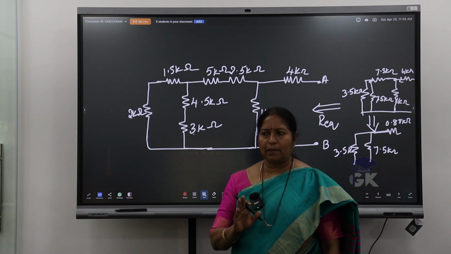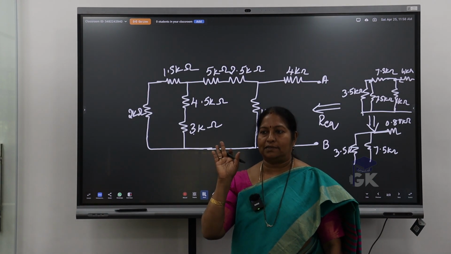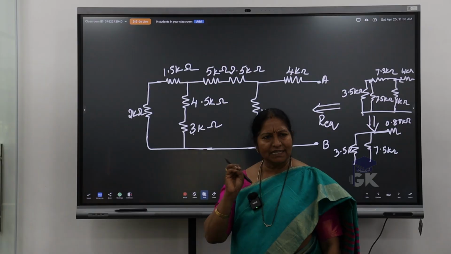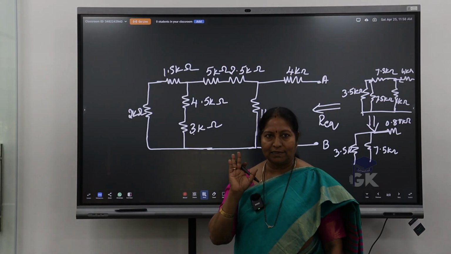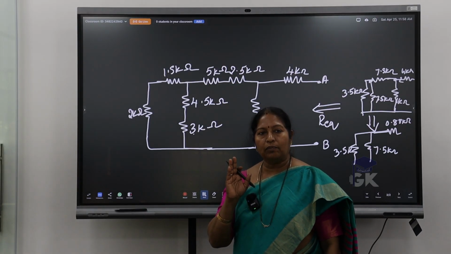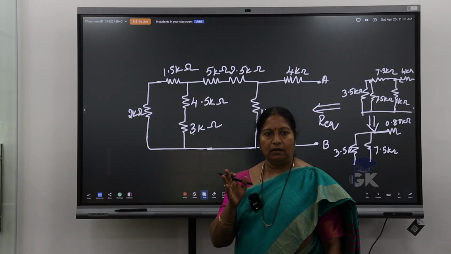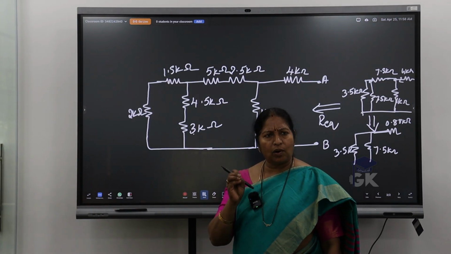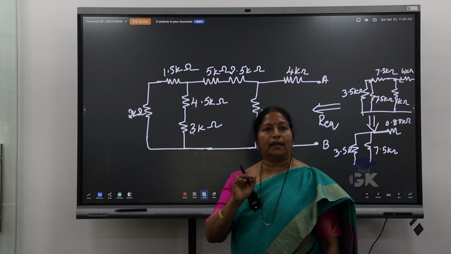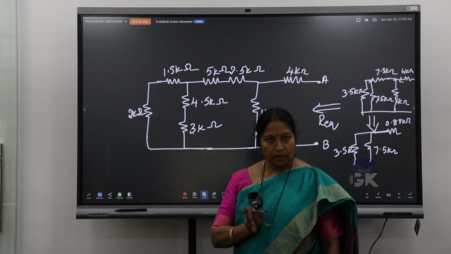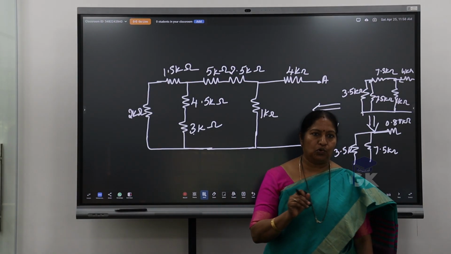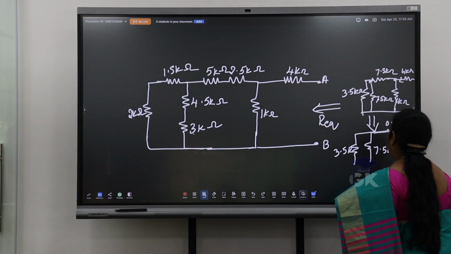Current always takes the path of low resistance. So when two branches are in parallel, whichever branch has the lower resistance, through that path only the current will flow. That is also one of the tips you should know when you are connecting resistances.